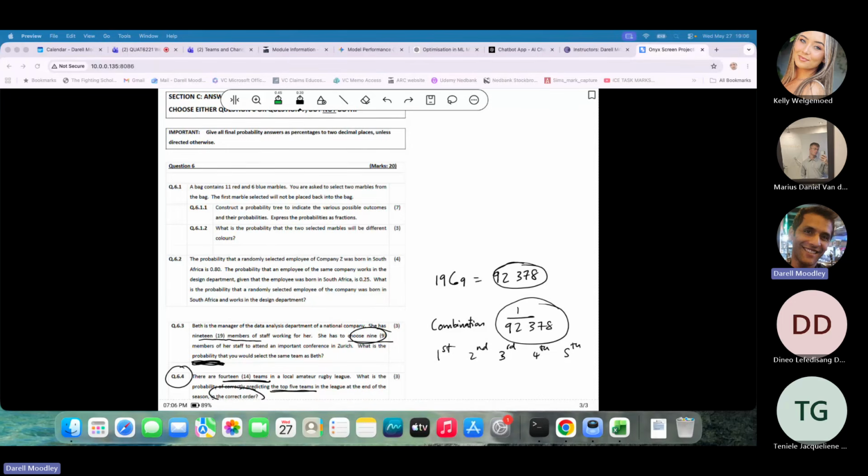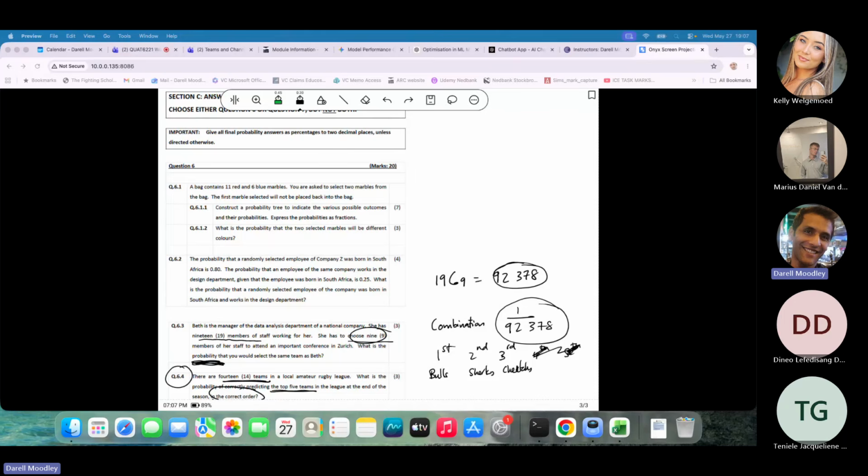Let's give these teams names: Bulls, I don't know rugby very well, right? So excuse me, Sharks and Cheetahs. Okay, so I'm going to ignore this. Let's just say we had them in that order.